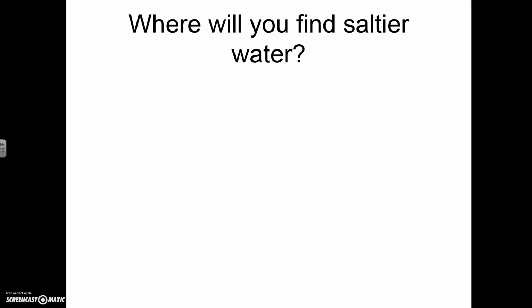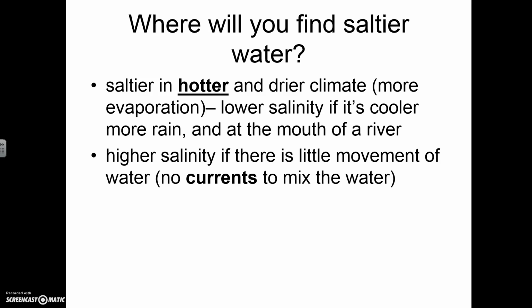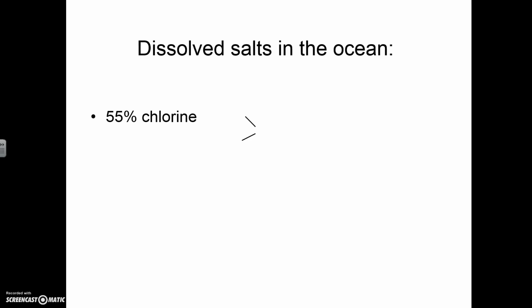So where will you find saltier water? If you go to the beach, maybe sometimes it's a little bit saltier than normal. Saltier ocean water is actually hotter. It's in hotter and drier climates because there's more evaporation, meaning there's less water but more salt. If the water is not as salty, that means that it's cooler because there's not as much evaporation. Higher salinity if there is little movement of the water too, so no currents to mix the water up. So make sure you get those down.